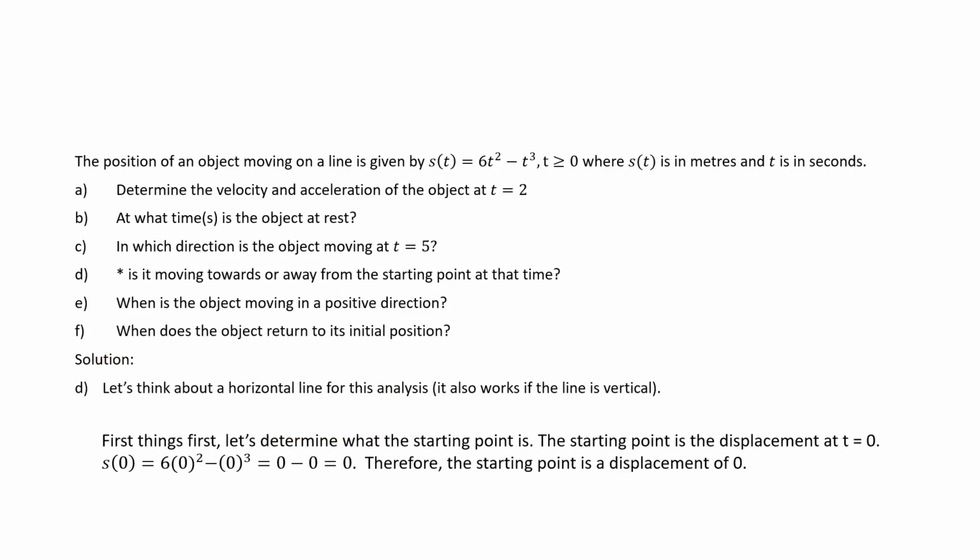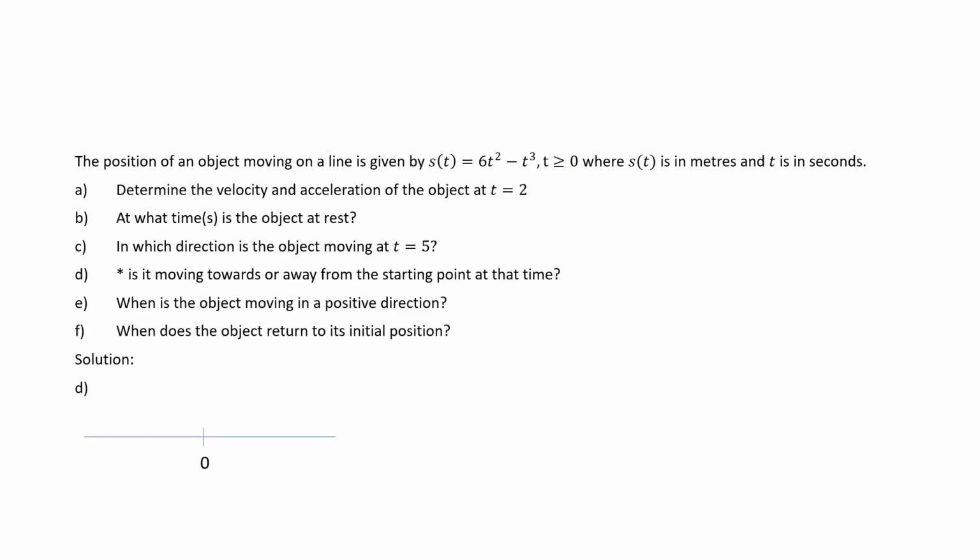Okay, part D is kind of an interesting one. Is the ball moving towards or away from the starting point at that time? Well, let's think about this for a second. We'll use a horizontal line analysis, but the exact same analysis will work if we think of it as a vertical line. First thing we want to do is to determine what the starting point is. So the starting point is the displacement at a time of t equals 0. Figuring that out is relatively straightforward. We just let t equal 0 and evaluate s of t, and we see that that is equal to 0. So we have a starting point of 0.